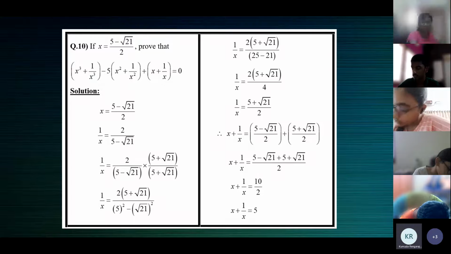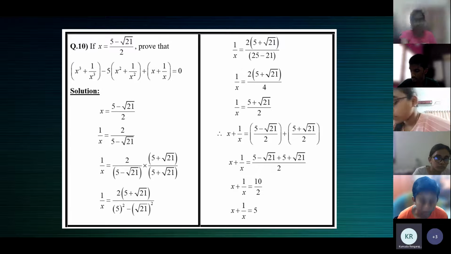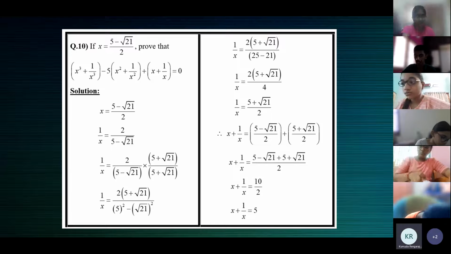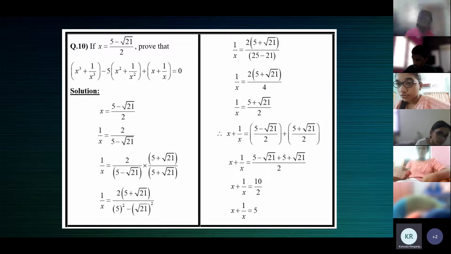Please understand what you're writing. It's not copying from your screen. Look at the step which you're going to write. Understand and then write down. It's not copying.